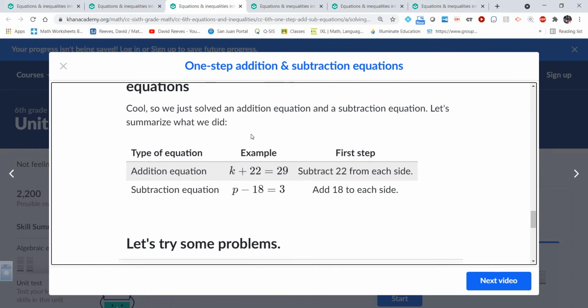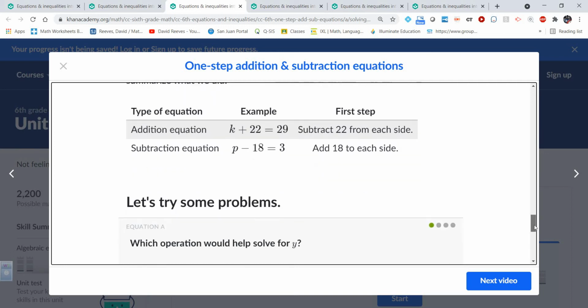true. All right, so just a reminder here, if you have a one-step addition equation, you're going to use subtraction because that's the inverse of adding. If you have a one-step subtraction equation, you're going to use addition.